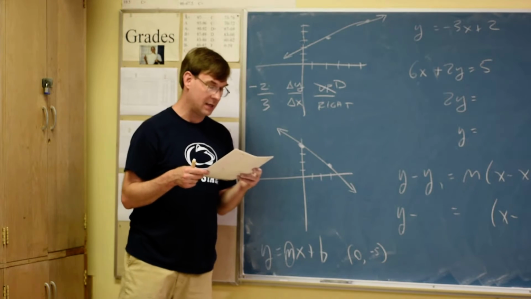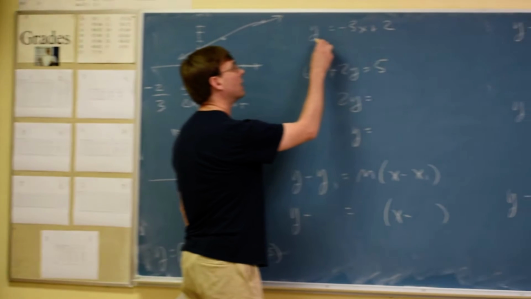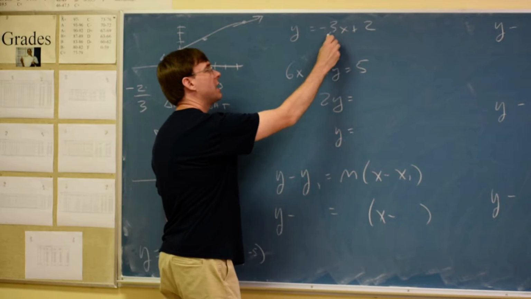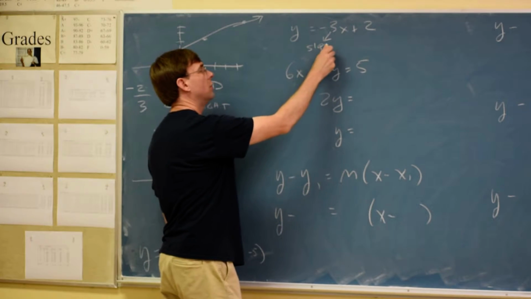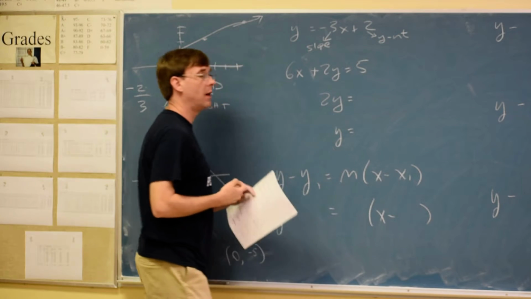34, parallel means the slopes have to be the same and the intercepts have to be different. This first equation is y equals, so I'm kinder to you. The slope is this number and the y-intercept is the other number.